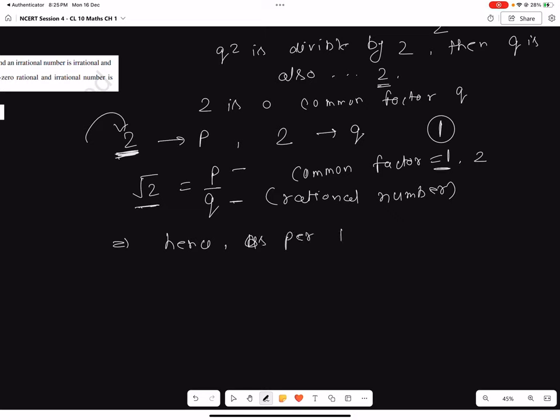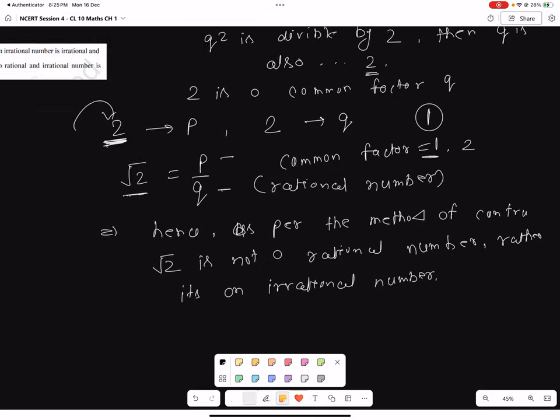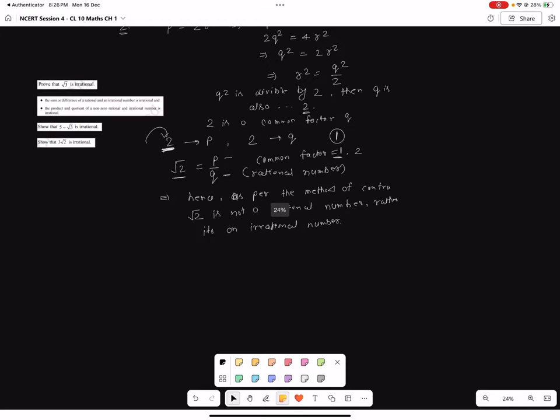as per the method of contradiction, root 2 is not a rational number. Rather, it's an irrational number, right? So this is the method of contradiction.